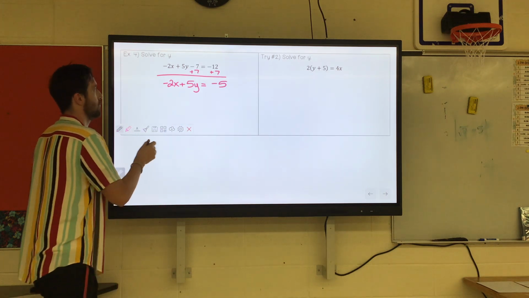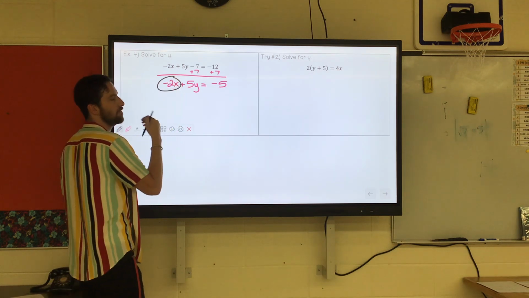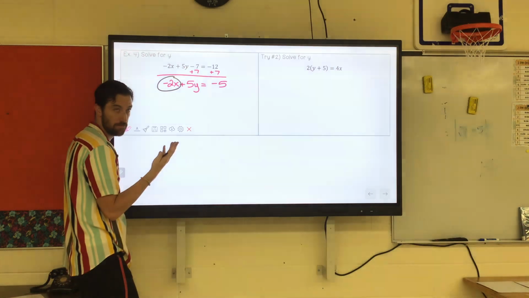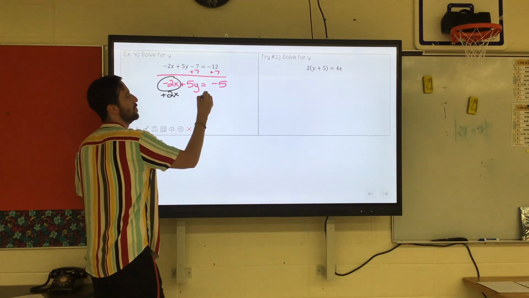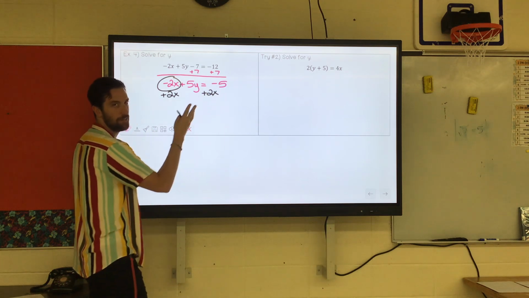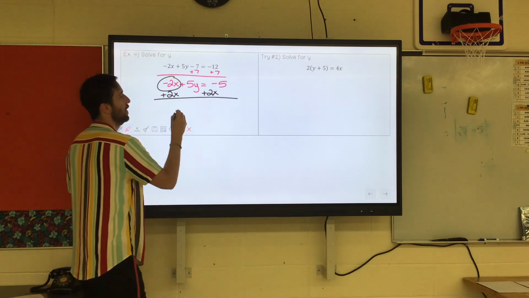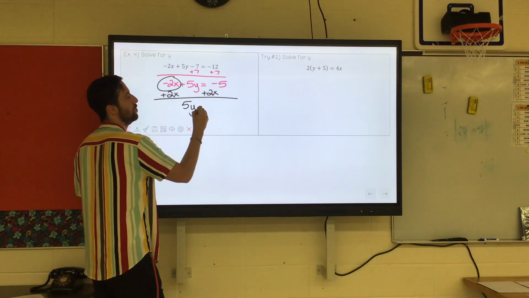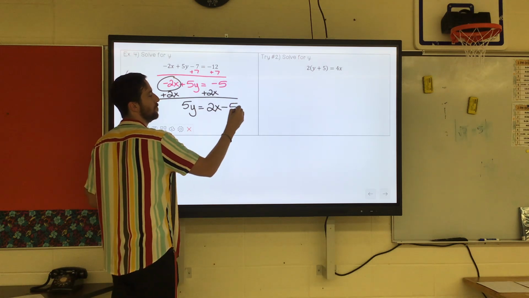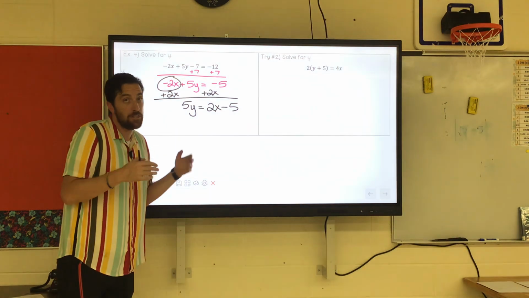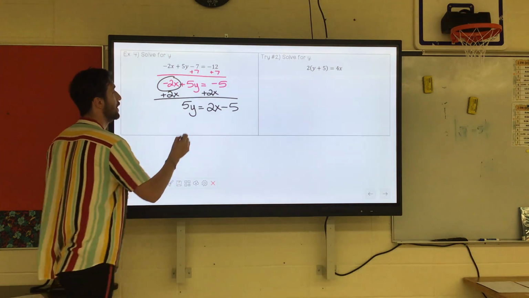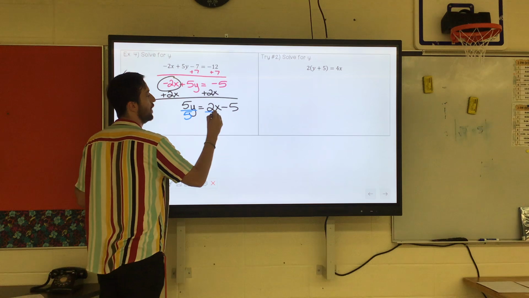Now, we don't want this negative 2x here, so to cancel out a negative 2x, the opposite would be a positive 2x. So we're going to add 2x's to both sides. Now, 2x and negative 5 are unlike terms, so we're just going to leave them separate. 5y equals 2x minus 5. And we don't want 5y, we just want y. So we're going to divide every single thing by 5.